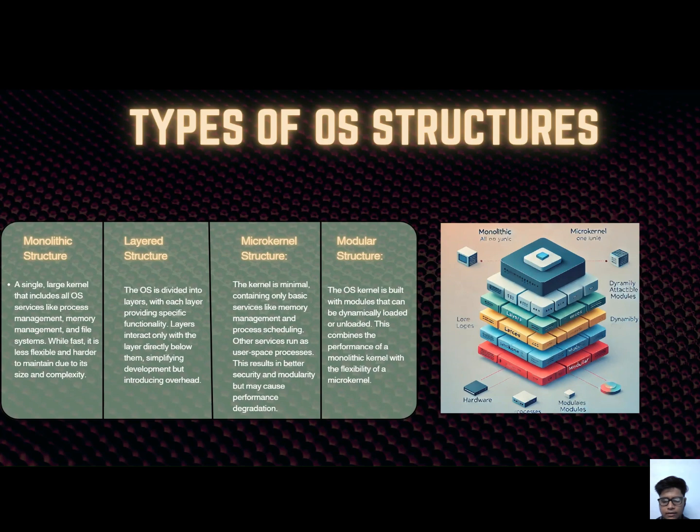Now let's understand the last type of operating system structure, that is the modular structure. A modular operating system consists of a core kernel that can dynamically load and unload modules based on need. The OS remains lightweight but flexible, because the system can add new modules like device drivers or file systems as needed. This provides the benefits of both monolithic and microkernel structures, which helps in high performance and flexibility of the system.